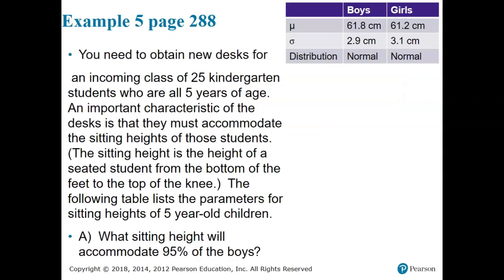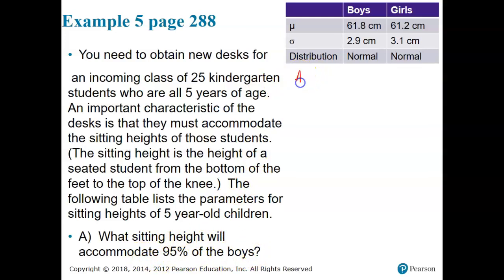Okay, moving on to look at this problem here. You're asked to obtain new desks for an incoming class of 25 kindergarten students who are all 5 years of age. So let's assume that you are a principal at an elementary school and you're needing to make this decision. So an important characteristic of the desk is that they must accommodate the sitting heights of those students. The sitting height is the height of a seated student from the bottom of the feet to the top of the knee. And then the table lists the parameters for sitting heights of 5-year-old children. So we want to know what sitting height will accommodate 95% of the boys.